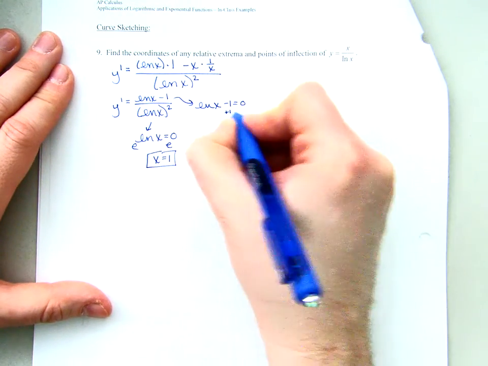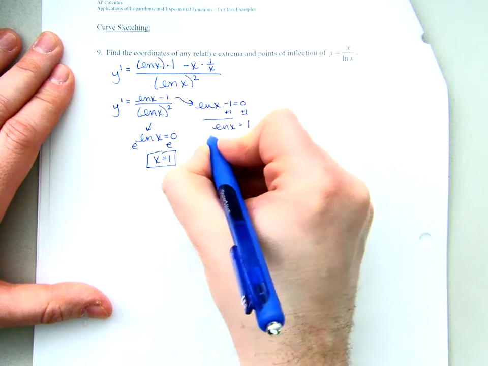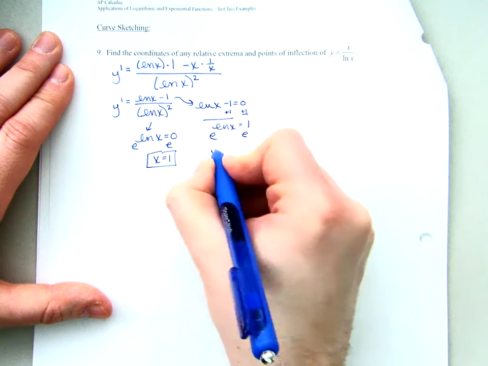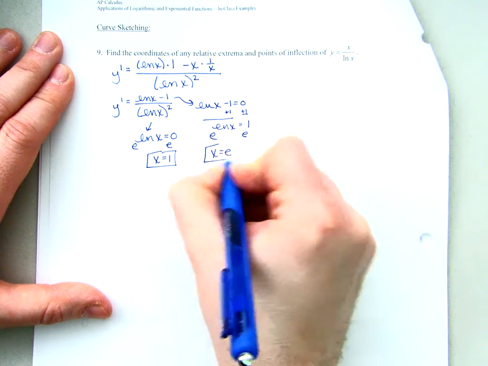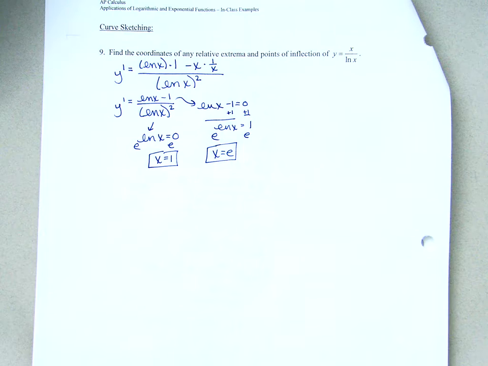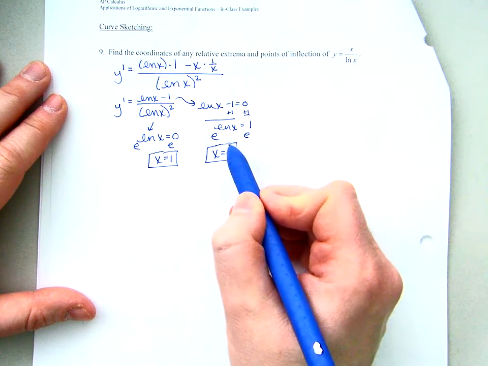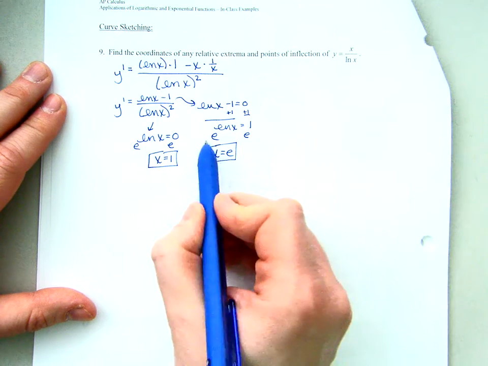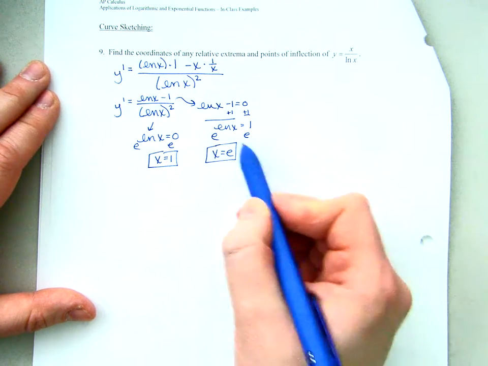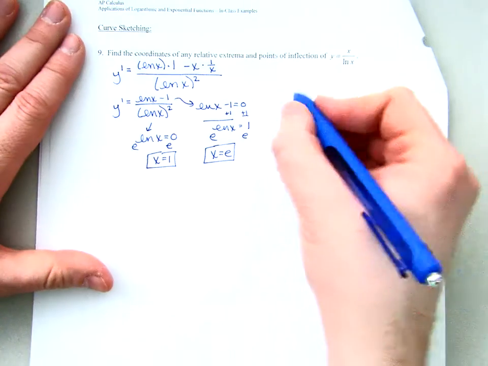As for the other one, add 1. You're going to get the natural log of x equals 1. We'll do e raised to both sides. And we'll get a critical value of e. I'm undoing my natural log by doing e raised to both sides. Natural log of x equals 1, so e to the natural log of x equals e to the first. Well, e to the natural log of x is just x. E to the first is e. So I'm going to make a number line.